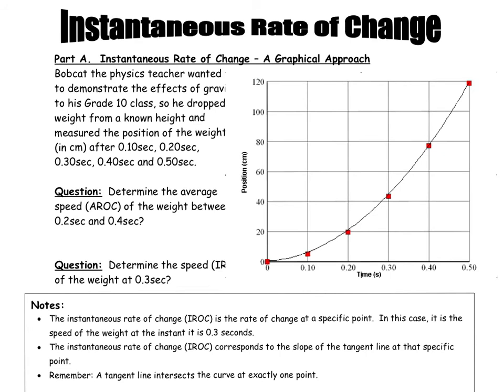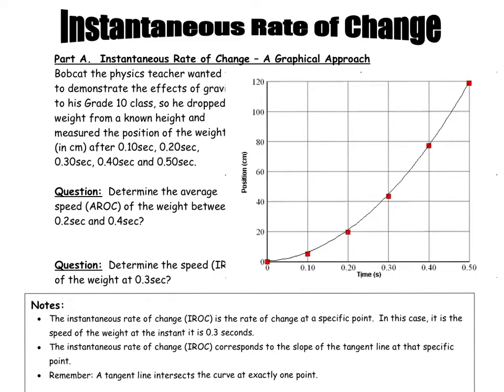Okay, so we are going to continue on now, and we're going to look at not the average rate of change, but we're going to look at the instantaneous rate of change. Same thing, we're going to look at it graphically and algebraically, and we're going to see the difference between the two. Okay, so here we have a physics teacher that wanted to demonstrate the effects of gravity. Sorry, a bit of that got cut off. So he dropped a weight from a known height and measured its position. So we have a position-time graph, position in centimeters, time in seconds.